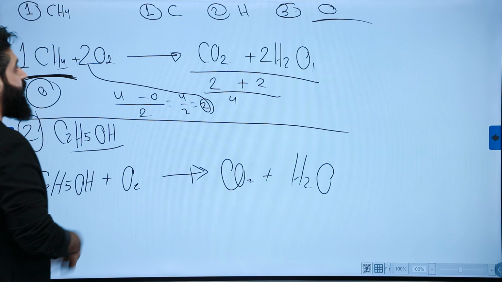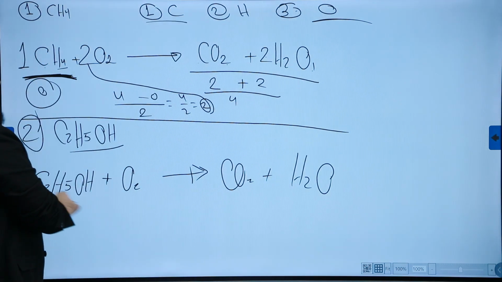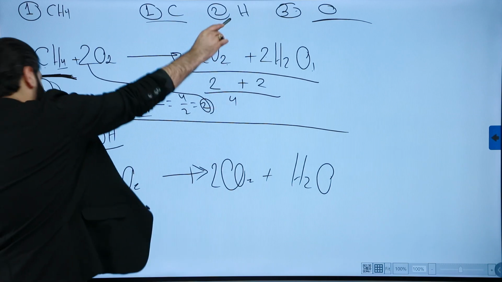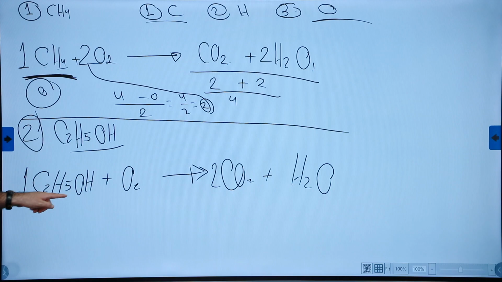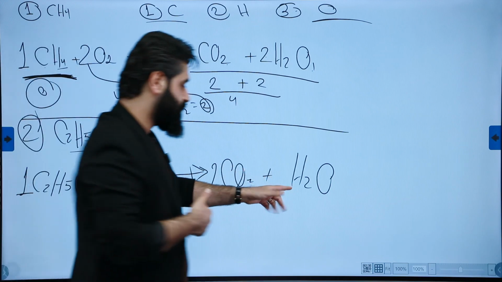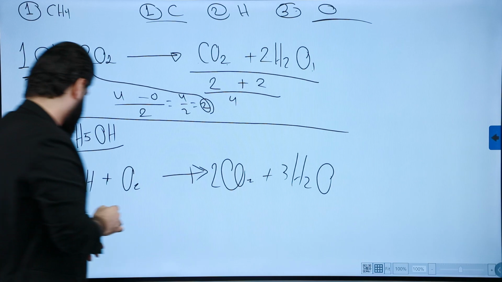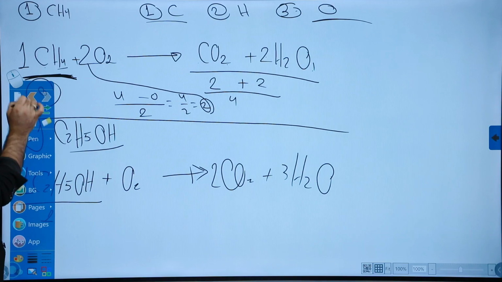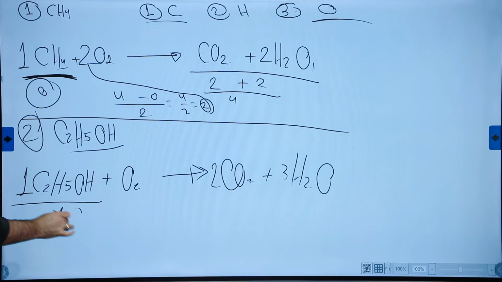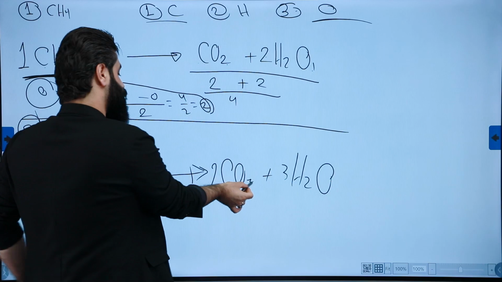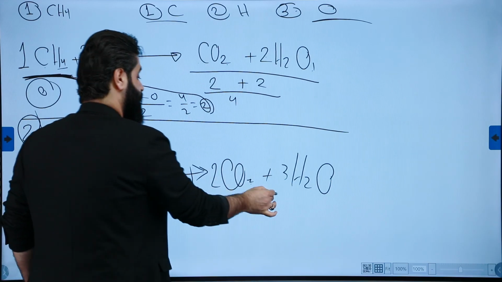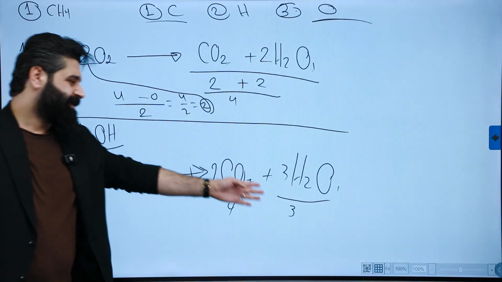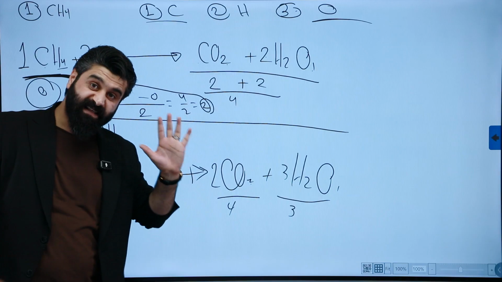How to balance? Start with carbon. 2 carbons here. We have 1 times this. Times this by 2. Hydrogen. Look. 5 hydrogens here plus 1, 6. But here we have 2. Multiply this by 3. Then underline the combustible substance. There's only 1 oxygen here. How about this? Look. 2 times 2, 4. Here, 1 times 3, 3. 3 plus 4 equals 7.